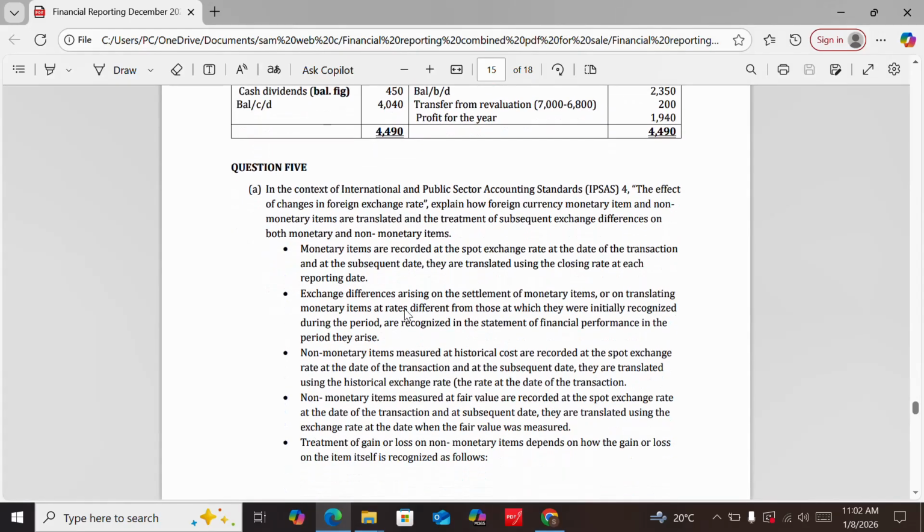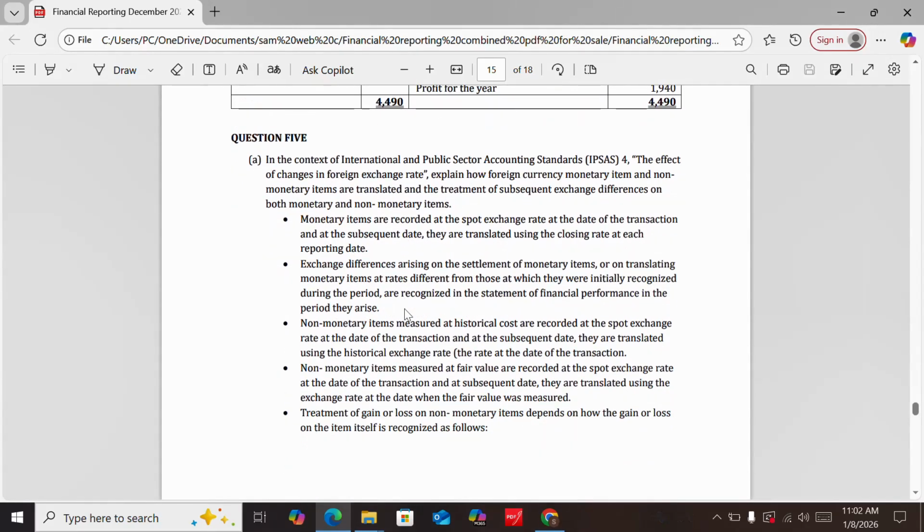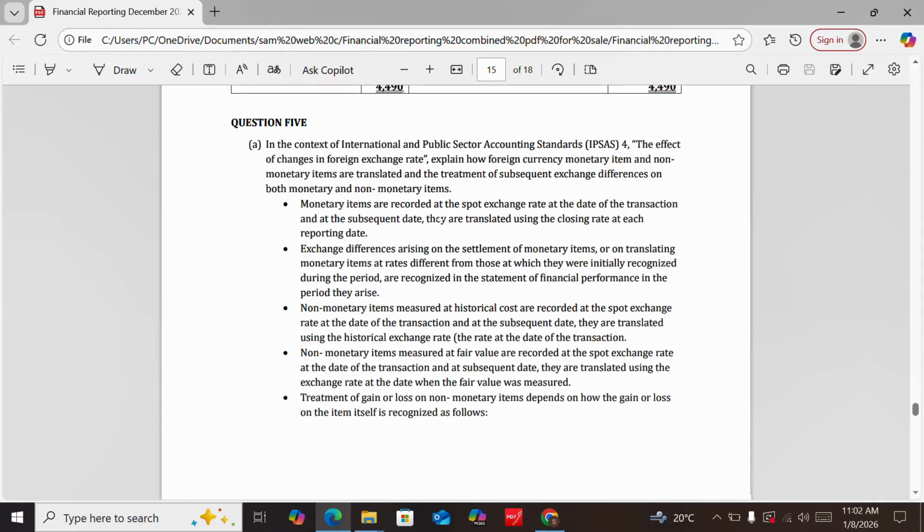Then we go to question 5. We have the theoretical part. That is, explain how foreign currency monetary items and non-monetary items are translated and the treatment of subsequent exchange differences on both monetary and non-monetary items.